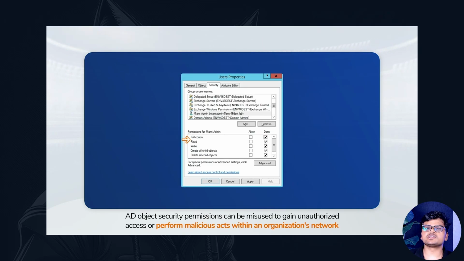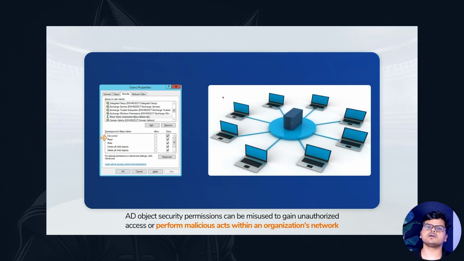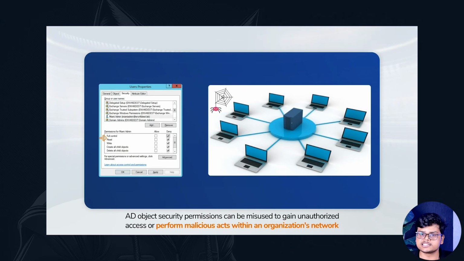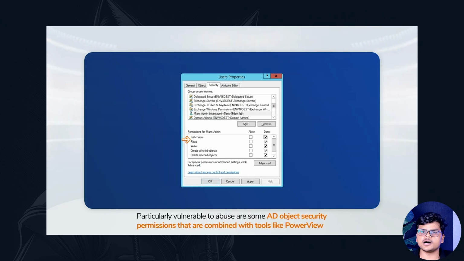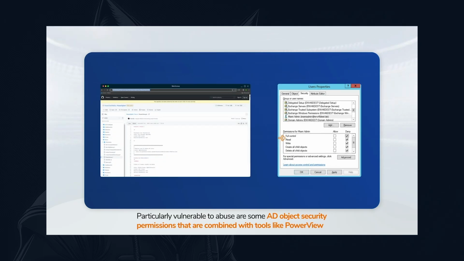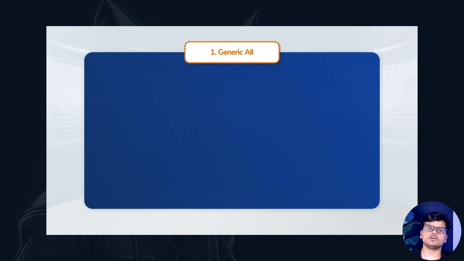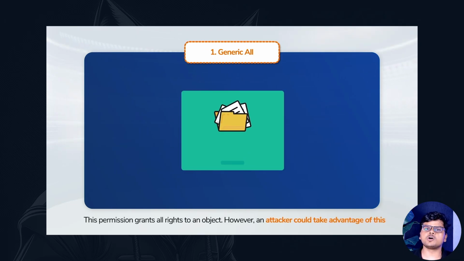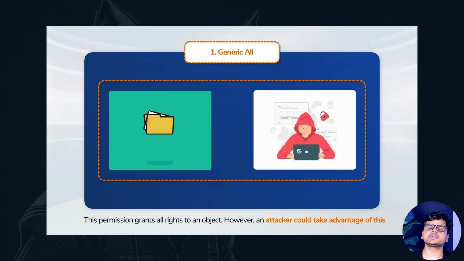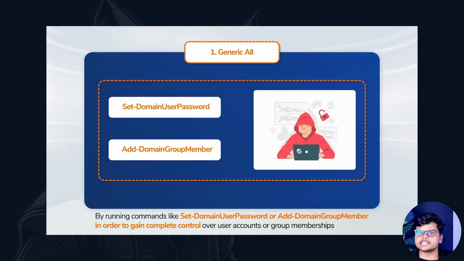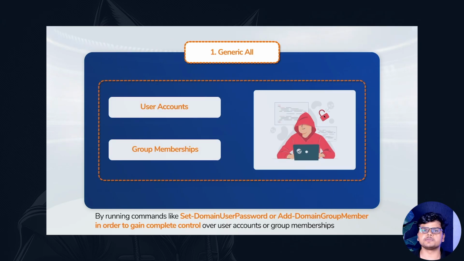AD object security permissions can be misused to gain unauthorized access or perform malicious acts within an organization's network. Particularly vulnerable to abuse are some AD object security permissions that are combined with tools like PowerView. Let's examine some of these permissions as well as potential abuse techniques. Let's start with GenericAll. This permission grants all rights to an object. However, an attacker could take advantage of this by running commands like Set-DomainUserPassword or Add-DomainGroupMember in order to gain complete control over user accounts or group memberships.